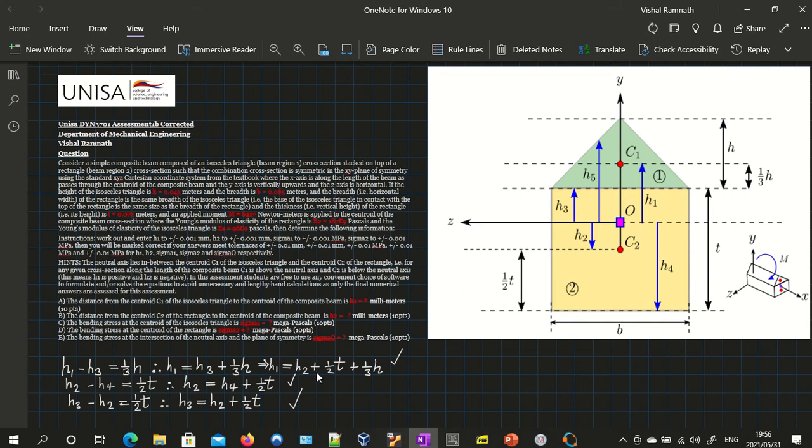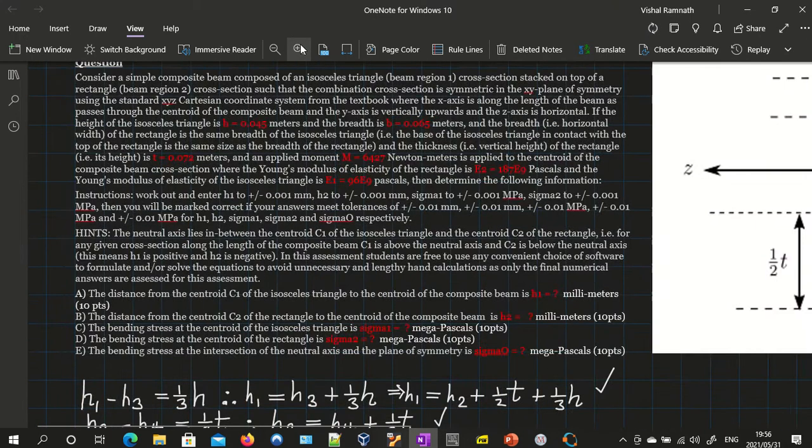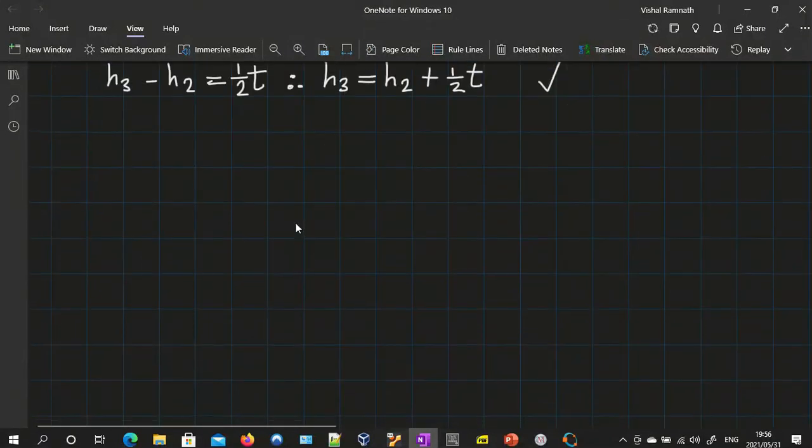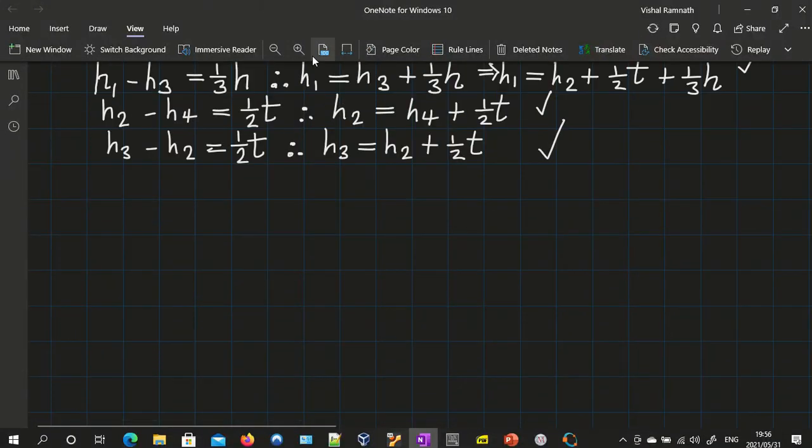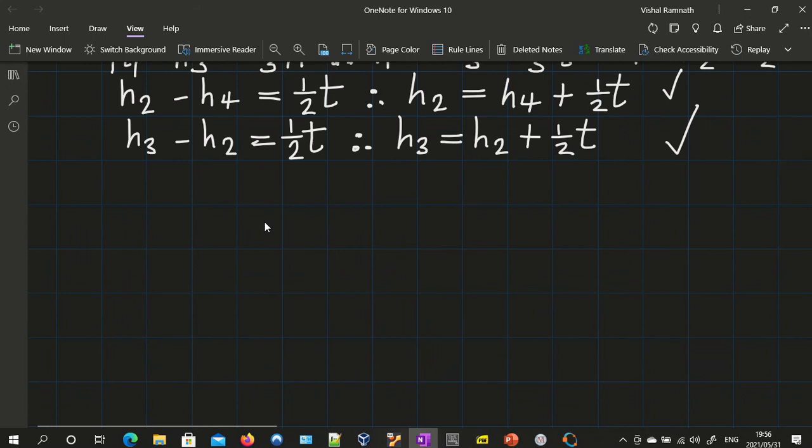What is the next step? We're going to work out the neutral axis. How do we work out the neutral axis? We have an integral equation to work out the neutral axis. What is the equation that we want to solve?